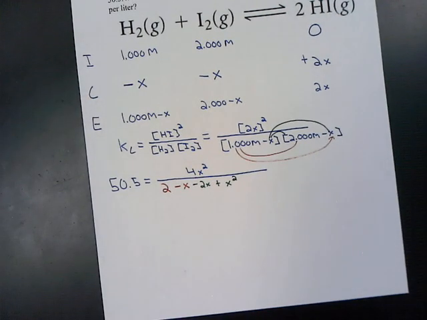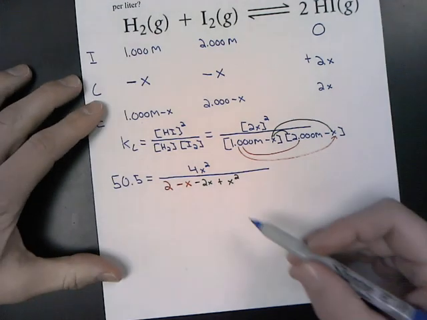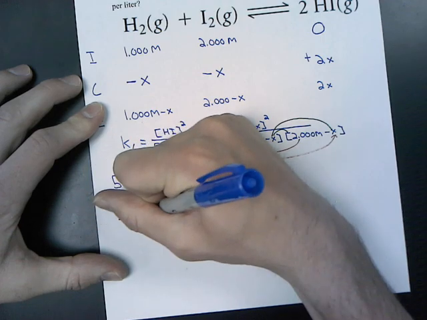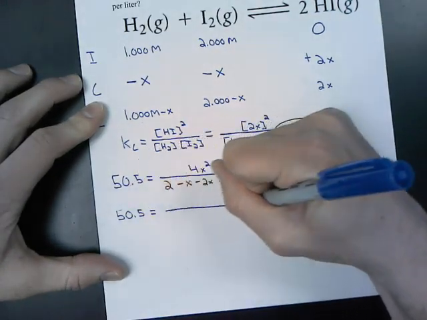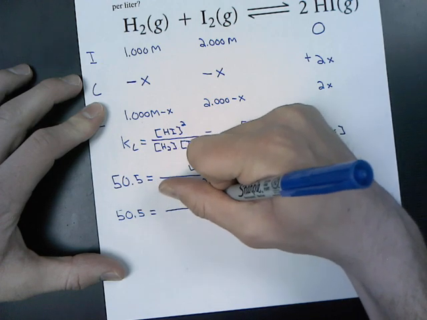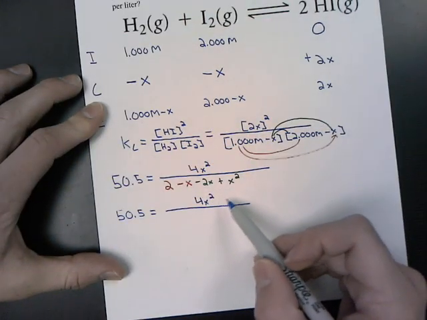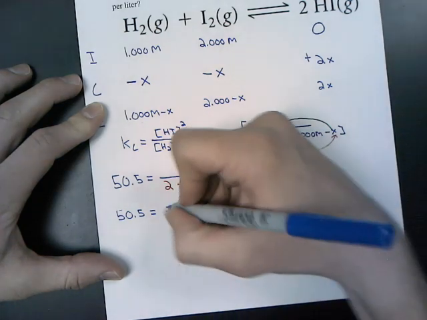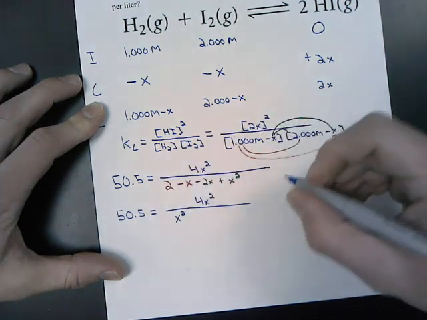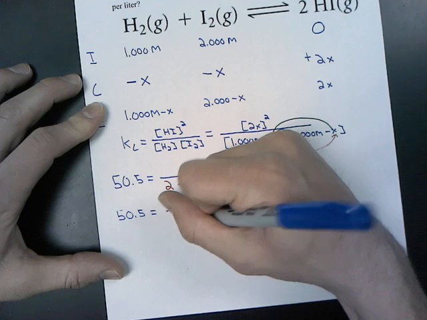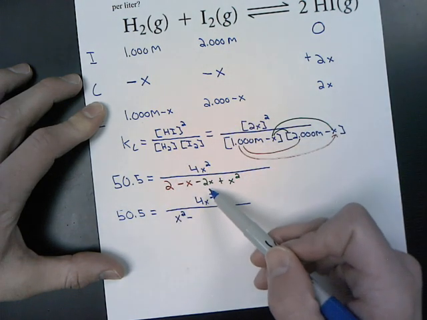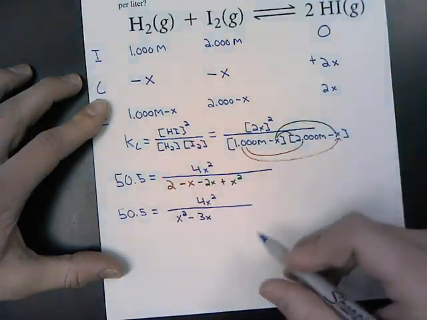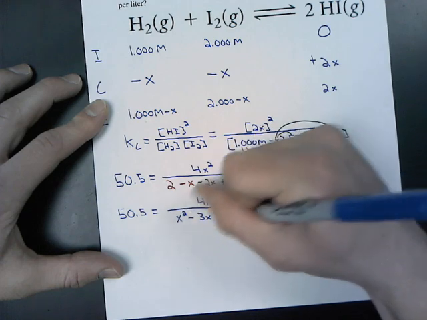So what I'm going to do from here is simplify this stuff on the bottom. I'm going to take 50.5 and set it equal to the stuff on top, which is 4x squared. I'm going to move this x squared out in front, since there's no other x squared on bottom. So I'm going to have x squared minus a negative x plus negative 2x gives us negative 3x plus this positive 2.